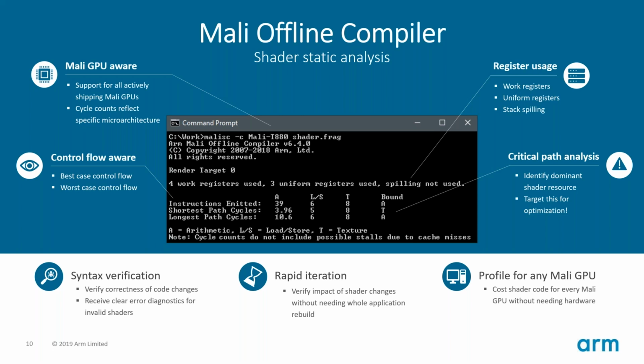So in this case, we can see we have 10 cycles of arithmetic in the longest path, 5 cycles of load store and 8 cycles of texturing. So if we wanted to make this particular shader program faster for that longest path, we'd be looking at optimizing the arithmetic workload because that's the highest workload for the shader program.